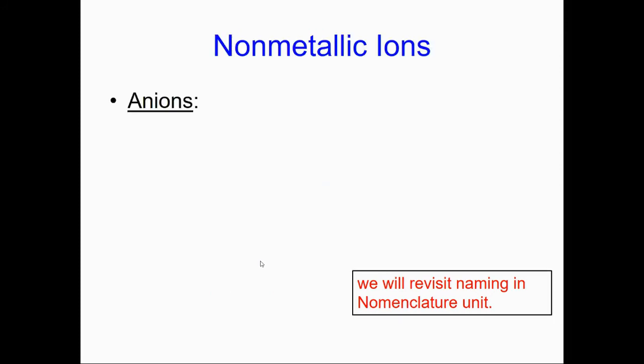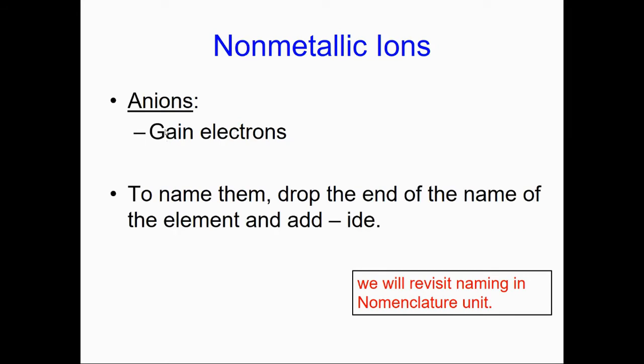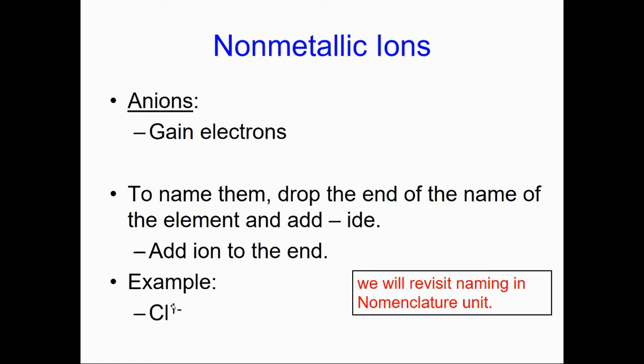Okay? Our non-metallic ions, our anions, the nonmetals that form negative charge, they like to gain electrons. So if we were to name these, it's a little more complicated. It's not complicated, but it's a little bit more complicated. To name these, you're going to drop the end of the name of the element, and you're going to add IDE at the end, and then add the word ion. For instance, Cl-. Cl is chlorine. You're going to drop the INE, and you're going to replace it with IDE. So it becomes chloride ion.